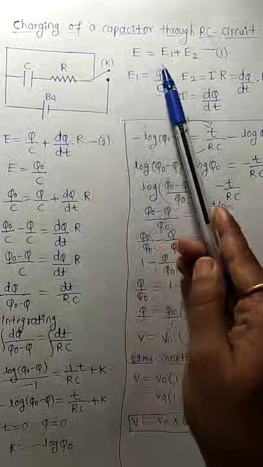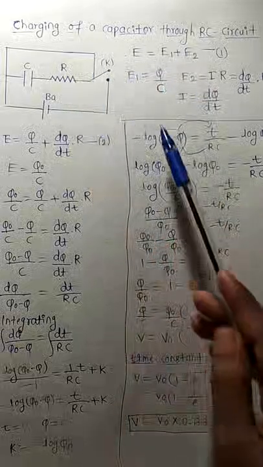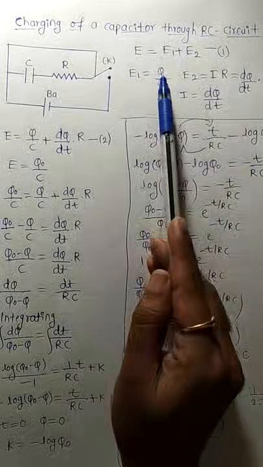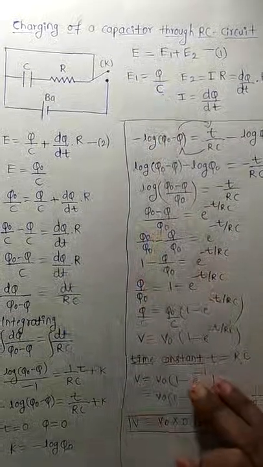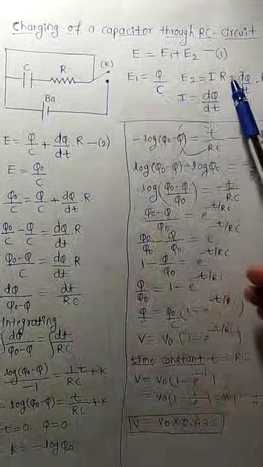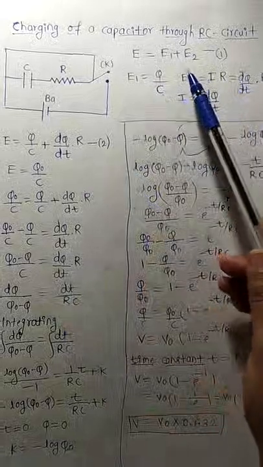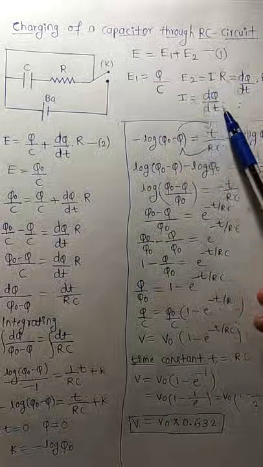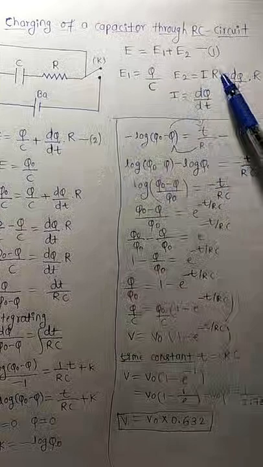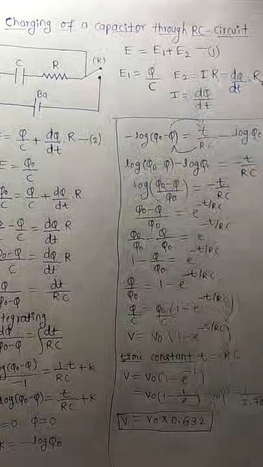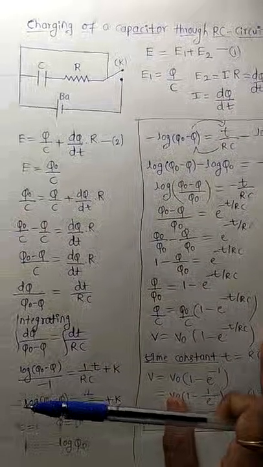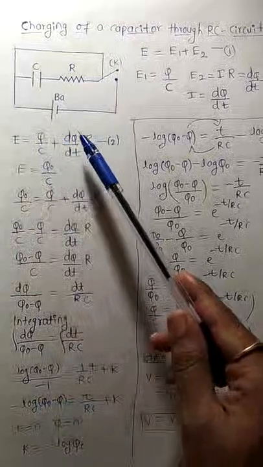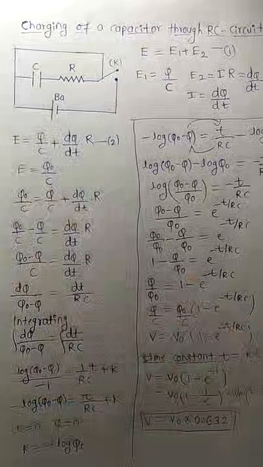So E is equal to E1 plus E2, where E1 is the voltage across the capacitor, that is charge divided by capacity of a capacitor, and E2 means the voltage across the resistor, that is E2 is equal to I into R, but I is equal to dq by dt. So E2 becomes dq by dt into R. Now substituting these two values, we got E is equal to q by c plus dq by dt into R.